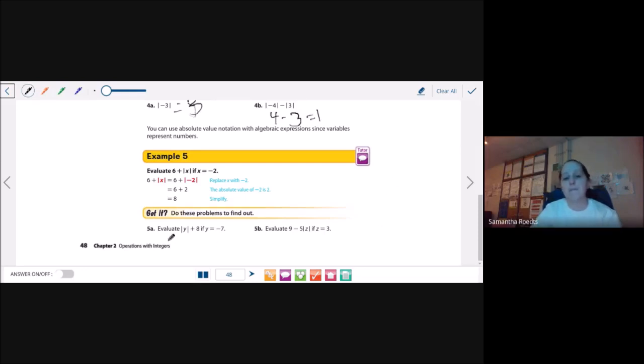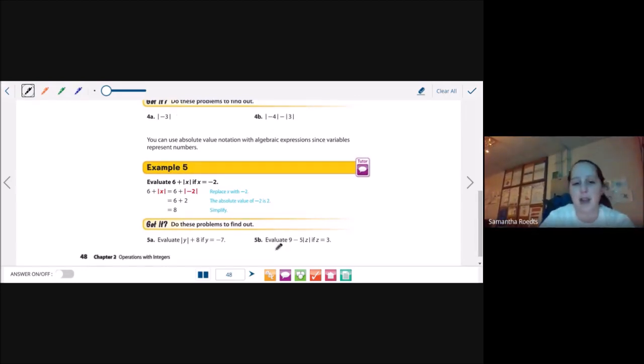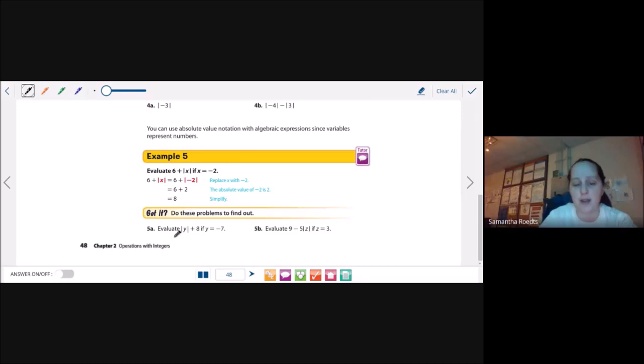So let's try it. 5a, evaluate the absolute value of y plus 8 when y equals -7. So I take the absolute value of -7. That's going to become 7 plus 8, or 15.